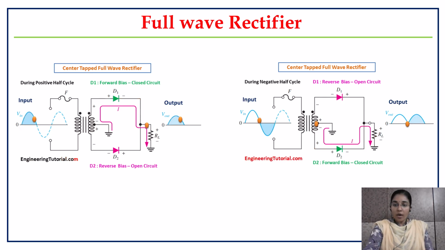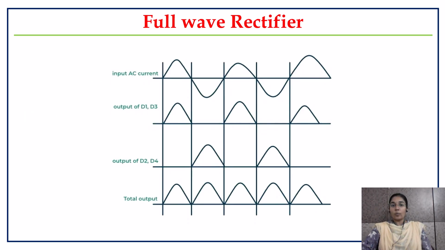Now checking the waveforms of my input signal and the output signal, you can see my input waveform is completely alternating in nature, where positive and negative cycles are there. Coming to the output of D1, I have one set of output, and from the output of D2, I am getting another set of output. So at the final output, I will be combining the outputs of diodes D1 and D2, and I am getting this complete signal. The positive half cycle as well as the negative half cycle is being completely used.